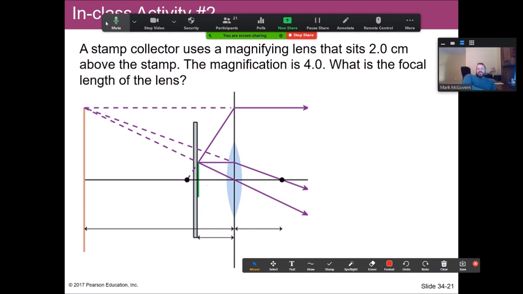A stamp collector uses a magnifying lens that sits 2 centimeters above the stamp. The magnification is 4. What is the focal length of the lens? Very similar problem. We're within the focal length. Our object is right here.